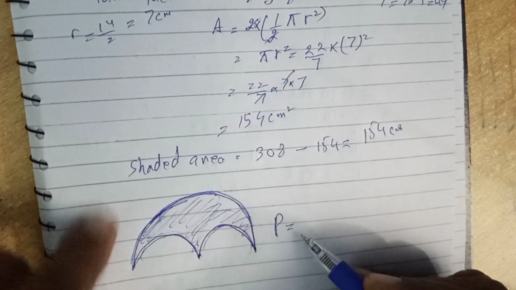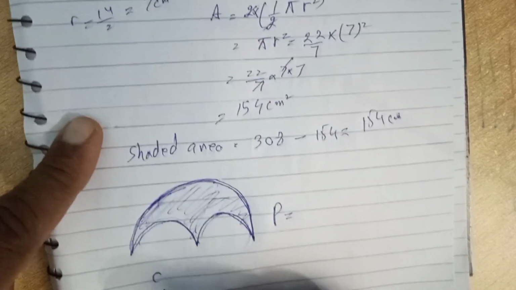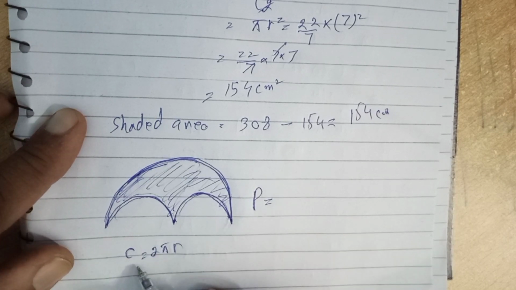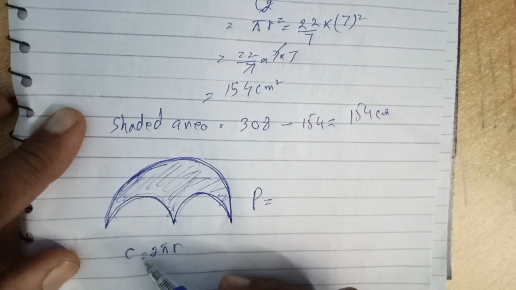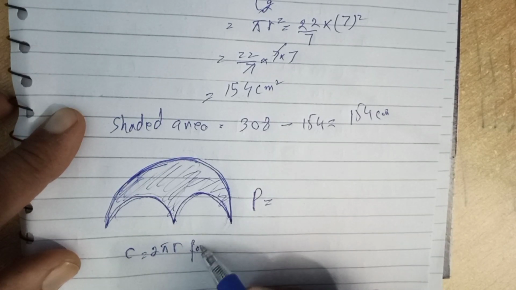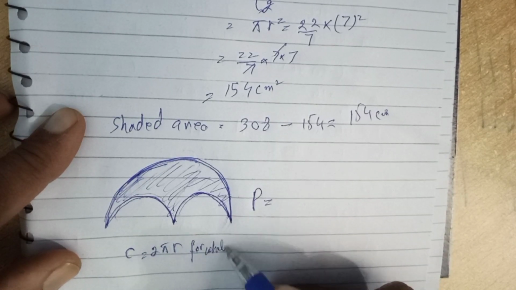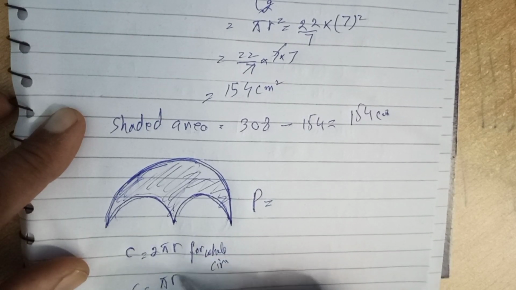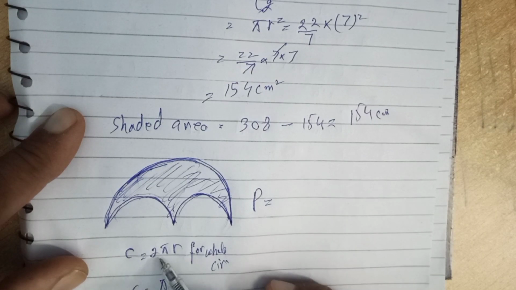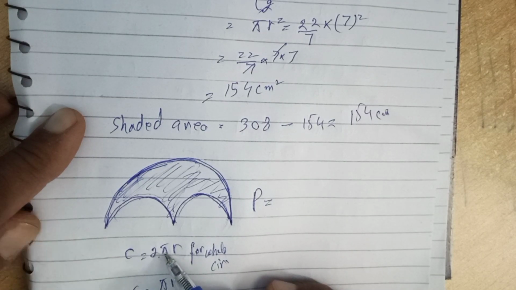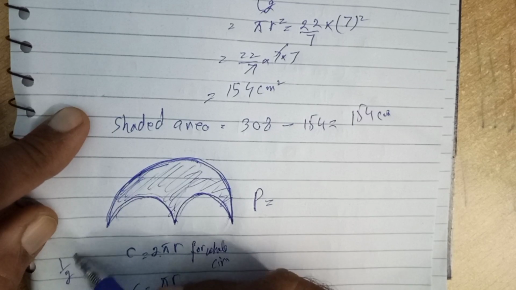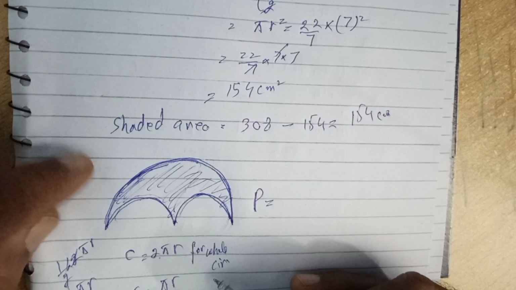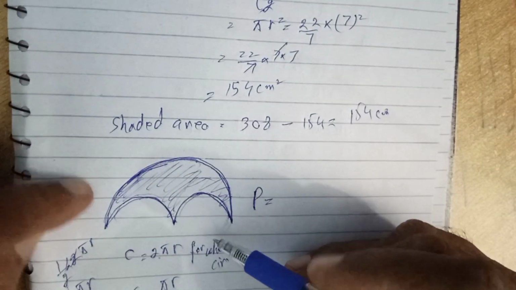So what is the formula for circumference? You know that the formula for circumference is C equals 2 pi r. But this is the formula for the whole circle. For a semicircle, the formula reduces to half. I will take half of 2 pi r. So what is half of 2 pi r? The 2 is cancelled, so you will get pi r. Pi r is the circumference of a semicircle.